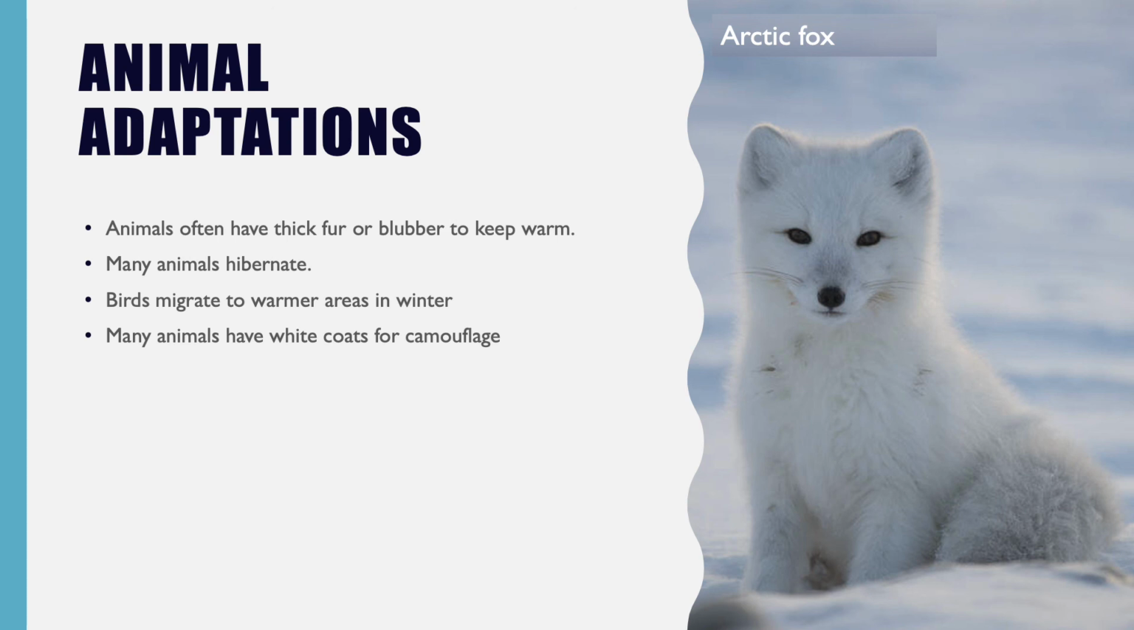Many animals like this Arctic fox have white coats or white feathers, and this is for camouflage. It means that they can't be spotted as easily by their prey and also by their predators, so it helps them to survive.